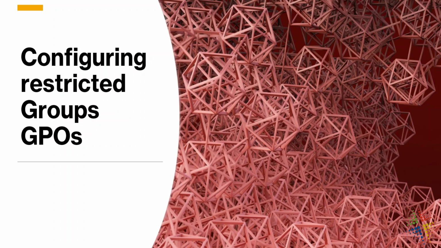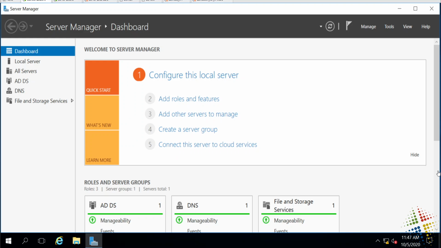In this video, we're going to go over how to configure restricted groups in group policies. Restricted groups is a great feature built into group policies that allows us to identify which groups are in which computers for pretty much our entire domain environment. So it's extremely handy to be able to specify security permissions for your entire organization. So let's go ahead and look into that.